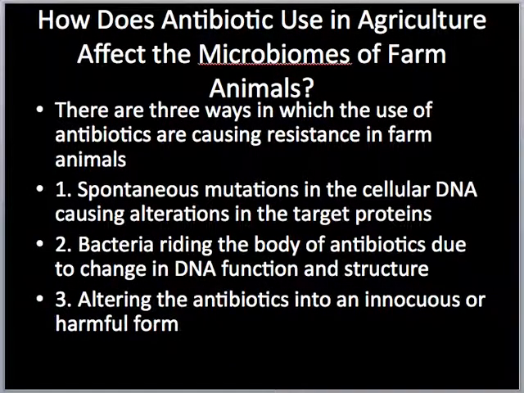Now, how does antibiotic use in agriculture affect the microbiomes of farm animals? There are three ways in which the use of antibiotics is causing resistance in farm animals. First, spontaneous mutations in the cellular DNA are causing alterations in the target proteins. Second, bacteria ridding themselves of antibiotics due to changes in DNA function and structure. And third, altering the antibiotics into an innocuous or harmless form.